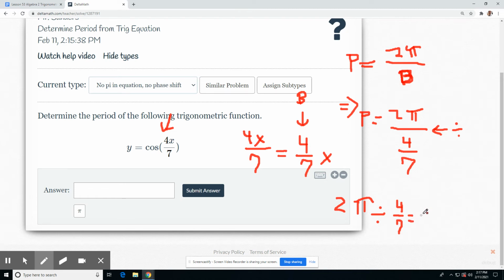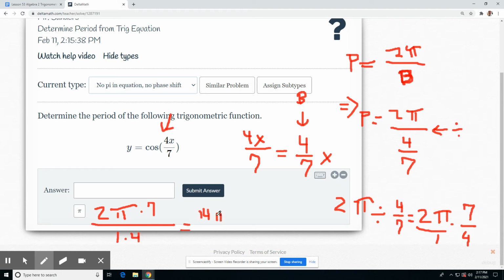Well, we can never divide fractions. We have to change it to multiply. So it turns into 2 pi times, when we change it to multiply, it flips the fraction, 7/4. How do we multiply fractions? We multiply straight across. I'll do my work over here. So that becomes 2 pi times 7 over 1 times 4, which is equal to 14 pi over 4. Can we reduce it at all? Yes, we can. 2 goes into 14 7 times. 2 goes into 4 twice.